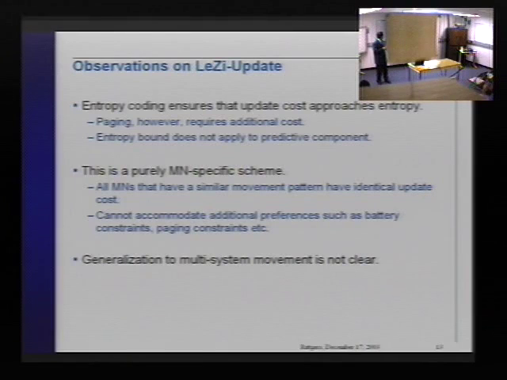First of all, the most important point, this is a purely MN specific scheme. So all MNs that have a similar movement pattern have identical behavior. If your movement pattern is the same, your update pattern and your paging algorithm will be the same. However, if there are two MNs, one is a cell phone, one is a laptop, both have the same movement pattern, they will have the same updates and the same paging, which is not what we want. We want the system to have some flexibility to trade off between the paging and update costs, depending on the class of devices that you're catering to. And also, I'll come to this point about multisystem movement, which is really the heart of the talk today.